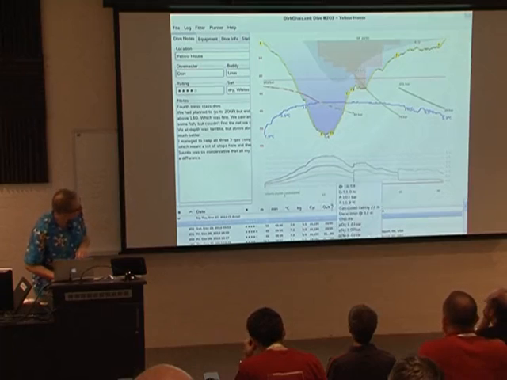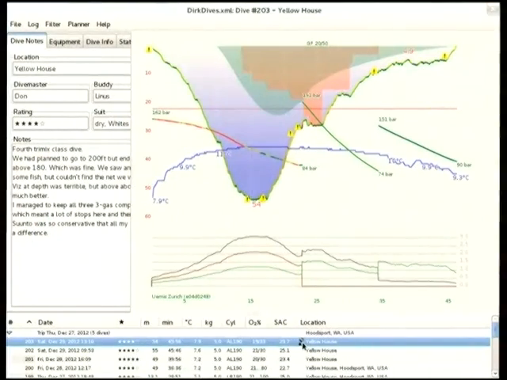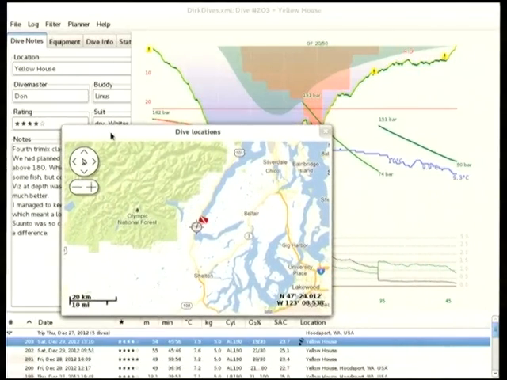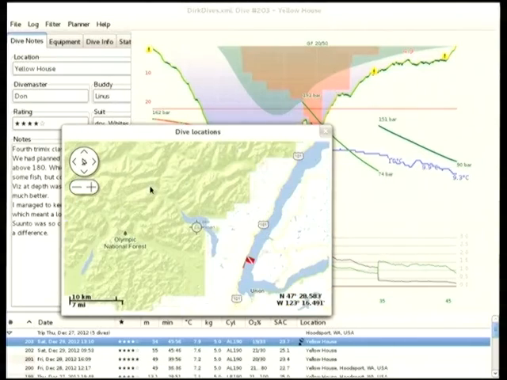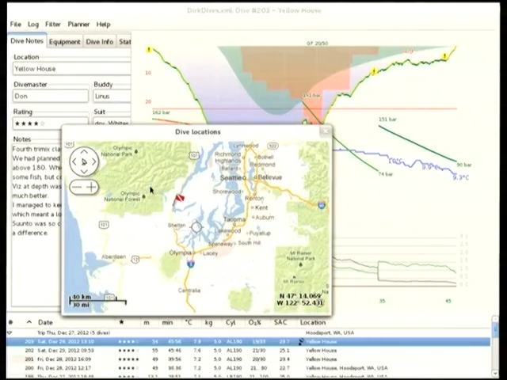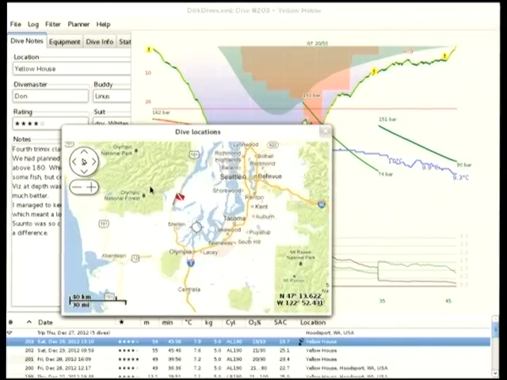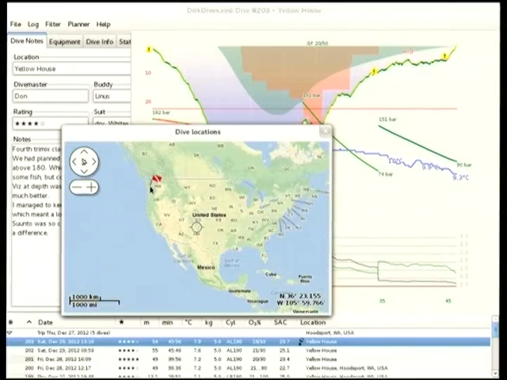And what else did I want to show? Oh, I wanted to show where we were. So we now have map integration. That's where we were, in beautiful Washington State. Let's see if I have, yeah. So there's Olympia, Seattle. And that's where we were diving. Zoom out. They're from Australia. Oh, they're from Australia, sorry.